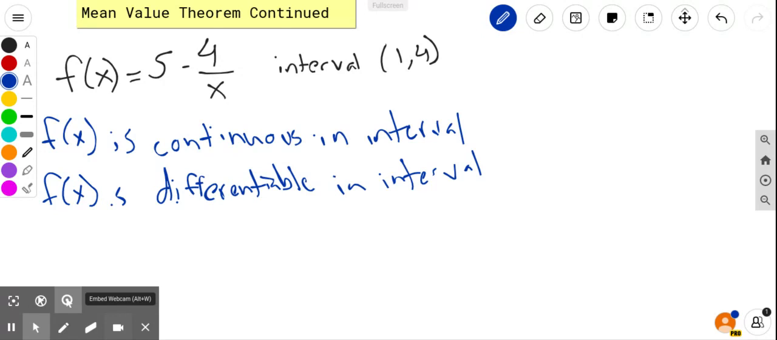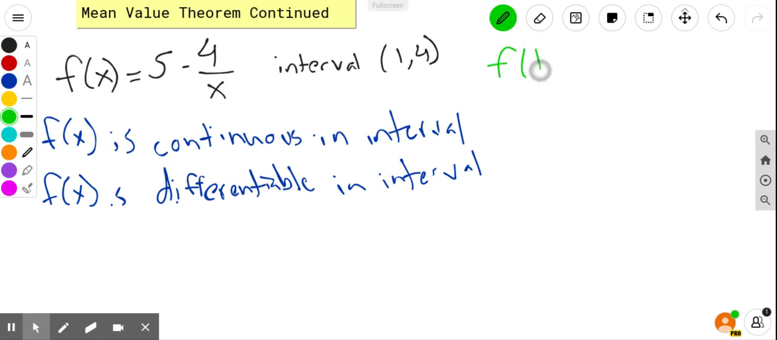Doing so means that we have to figure out f of b minus f of a divided by b minus a. That's going to produce a number that we're going to use with our derivative. So in this instance, we need to figure out f of 4 and f of 1.